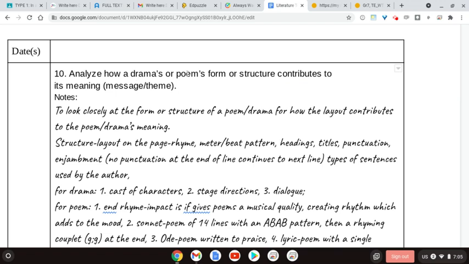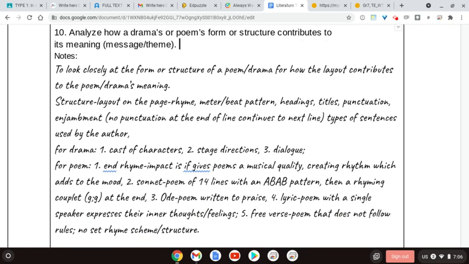When we look at how the structure contributes to its meaning, we're looking at how the structure contributes to the main point, the theme, the message of the text. So we look closely at the form of the poem, how it's laid out on the page, the structure, or of a drama, for how that layout actually helps add to the poem's message or theme, the meaning, the reason behind why the poem was written. When you look at structure, that's how it's laid out on the page.